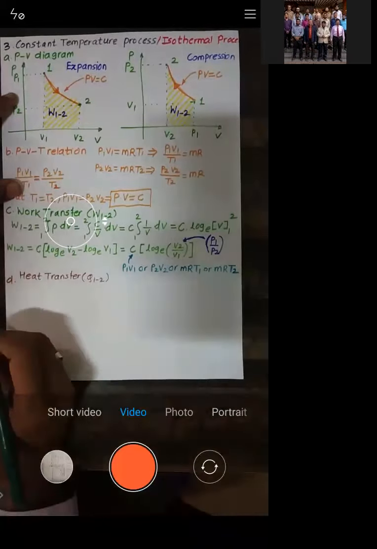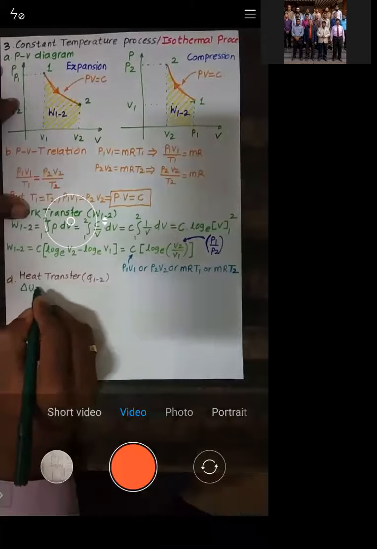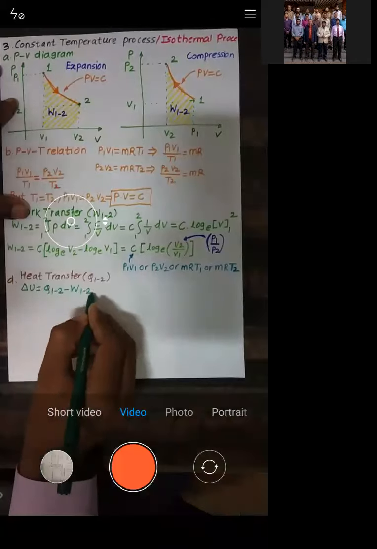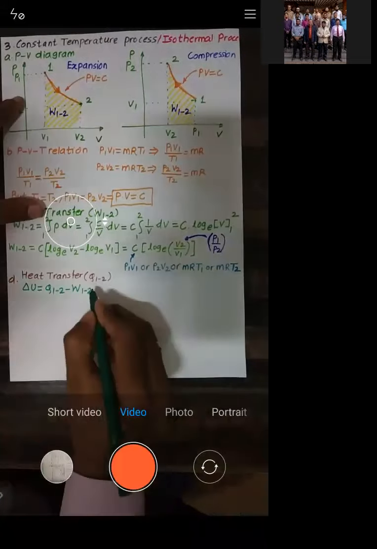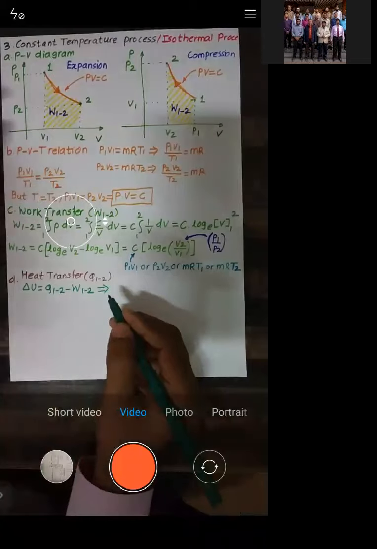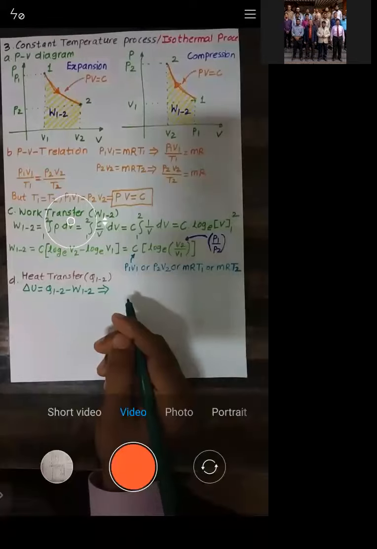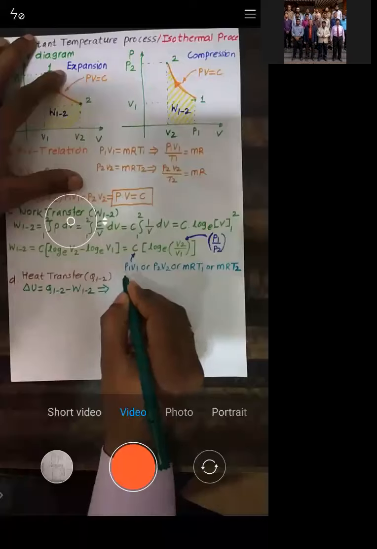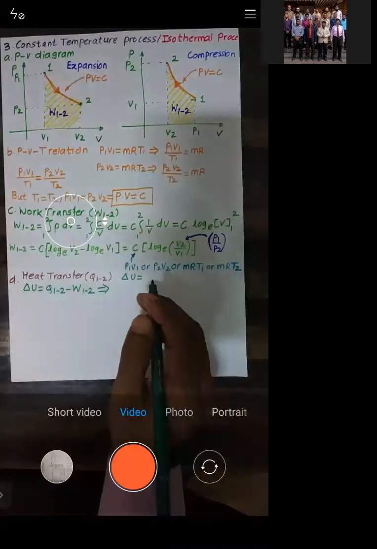So how to calculate heat transfer? As you know, the equation is change in internal energy is given by heat transfer minus work transfer, right? Now all of you just see here. What is the formula for change in internal energy? This is very much required. Here only I will write down delta U. What is the formula for internal energy? It might be any process.